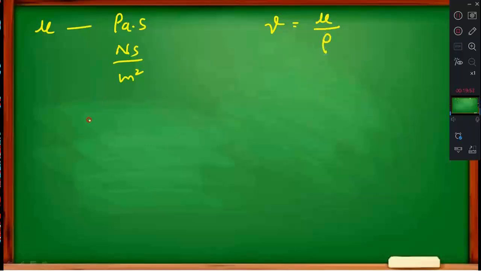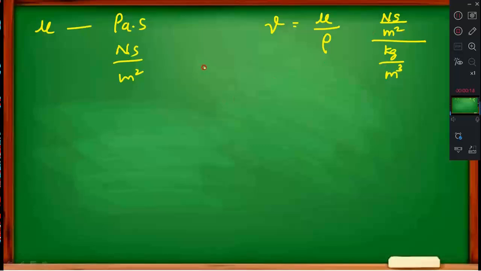See here, dynamic viscosity, you got it. Dynamic viscosity is Pascal second or Newton second per meter square. Kinematic viscosity's definition is mu by rho, the dynamic viscosity to the mass density. Now, what is the kinematic viscosity unit? Newton second per meter square, and this one is kg per meter cube.